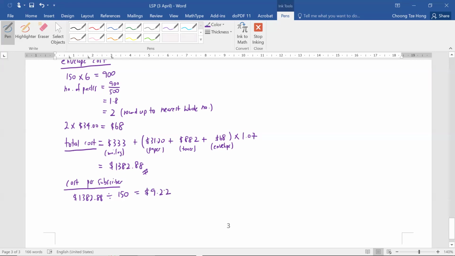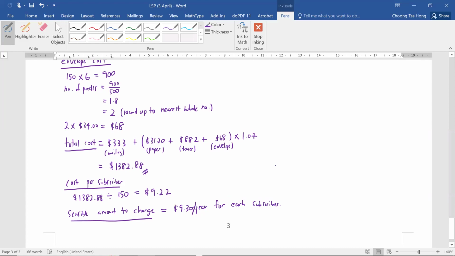But it's difficult to charge people just $9.22, right? So we should maybe round off to $9.30. What you can write is the sensible amount to charge, and you can underline this also. Sensible amount to charge would be $9.30 per year for each subscriber. So this would cover all the costs that you have spent for the materials for 1 year.